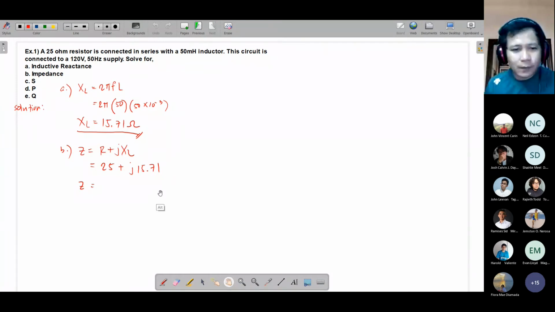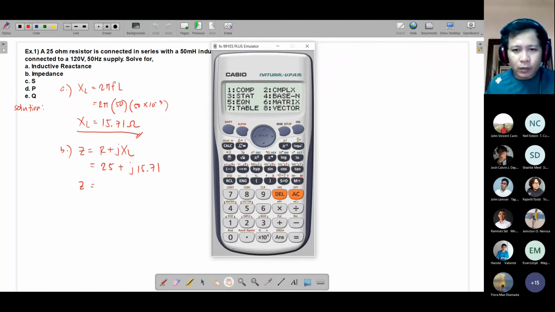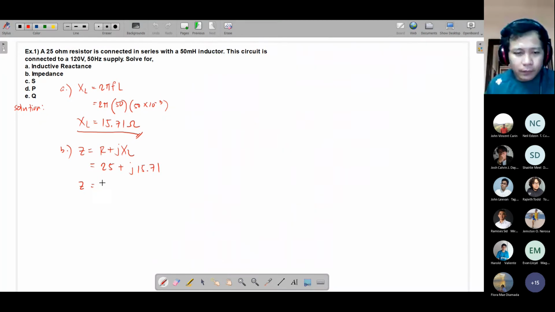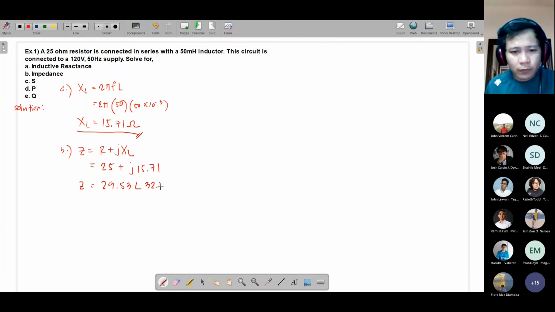So for this one, if we are going to convert this, using complex mode, then we will have 25 plus 15.71 i, then convert to polar form. So you have 29.53 angle 32.15 degrees. So you have here your impedance. Okay?